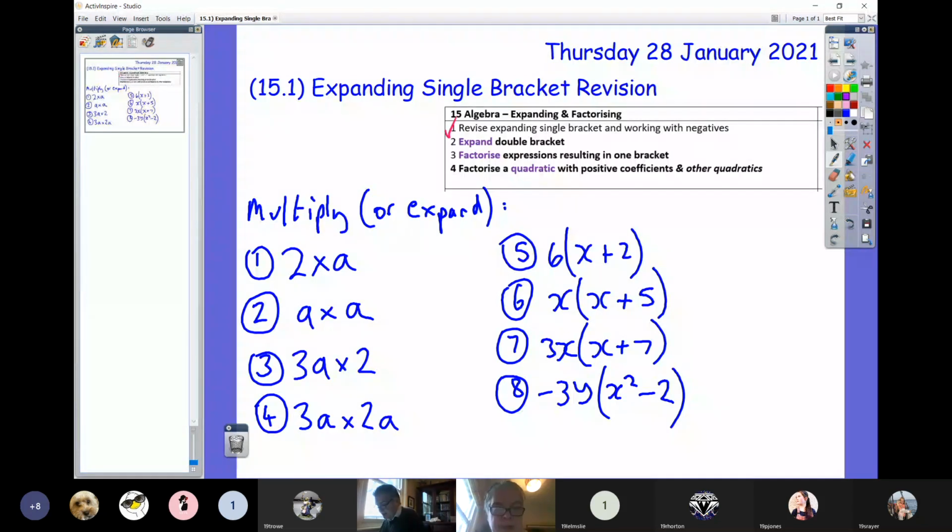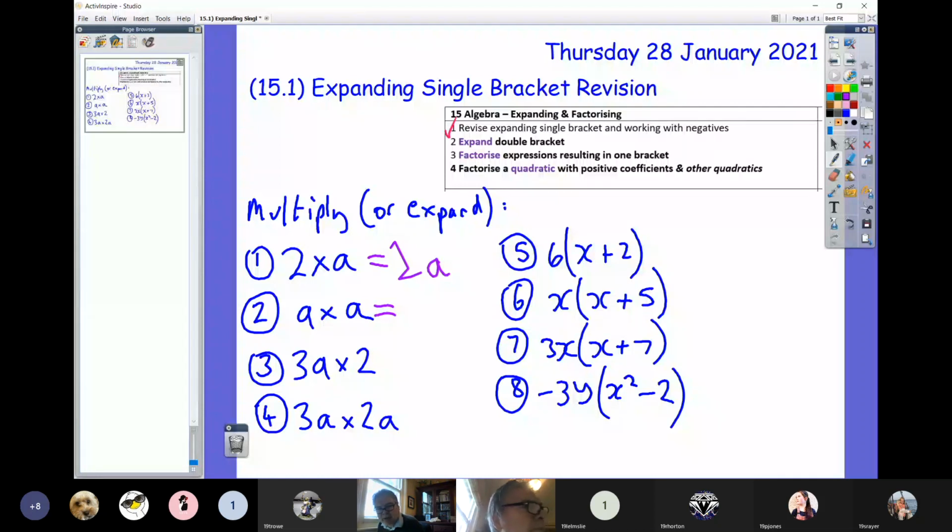Right, okay, so just going over some of the basics. Working our way down that left-hand column, it looks like we've got a bit of a lag between me speaking and you seeing it. So just remember, if you've got 2 times A, so you've got 2 apples, that's just 2A. A times A would be A squared. So again, there's a bit of a lag, so I'll just wait for it to catch up.